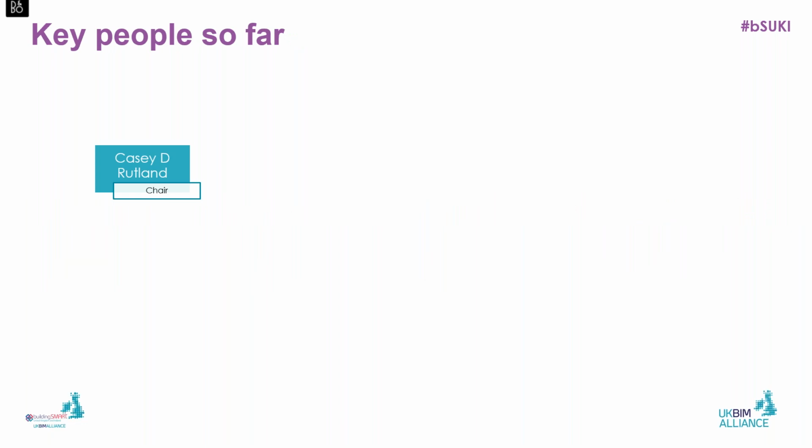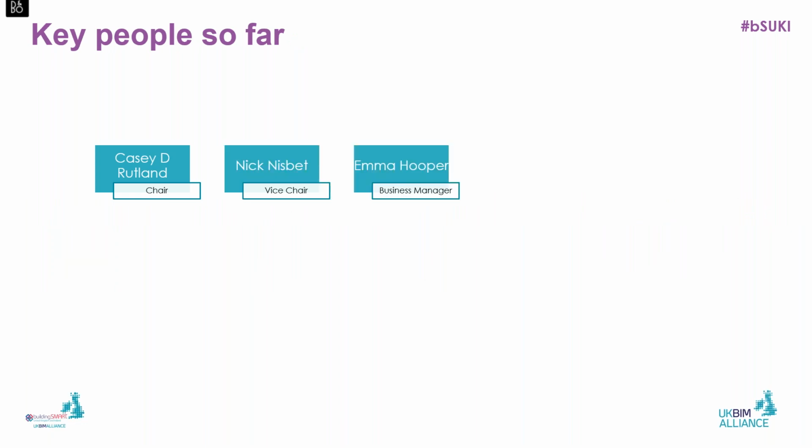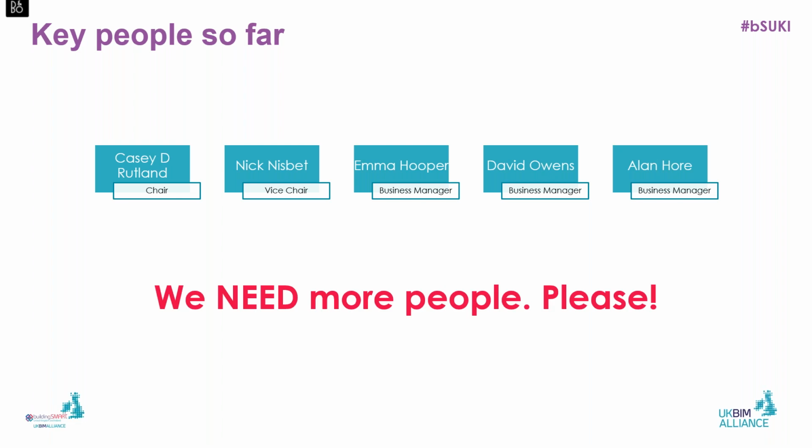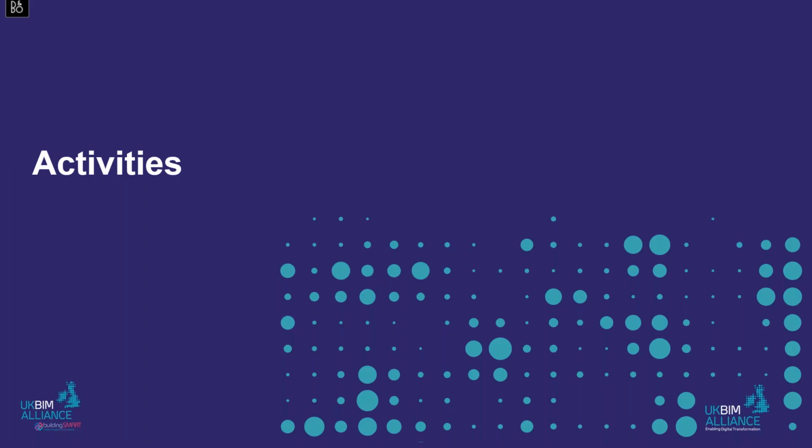So key people so far, we have me as the chair, we have Nick Nisbet as the vice chair, Emma Hooper, one of our UK BIM Alliance champions, is a business manager, David Owens and Alan Hoare from CETA in Ireland. We are there, but we do absolutely need more people and more help. As we said, we are not there to be Building Smart UK and Ireland. We're there to manage and project manage the challenge, the individual projects and tasks that need to be done. So we are absolutely hoping that a lot more people will engage with us, join in the conversation, and get things moving forward and share the knowledge about Open BIM.